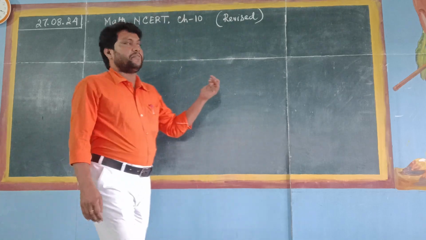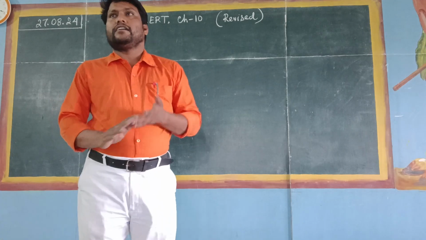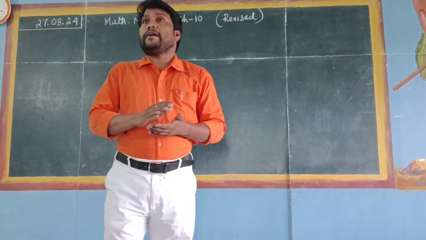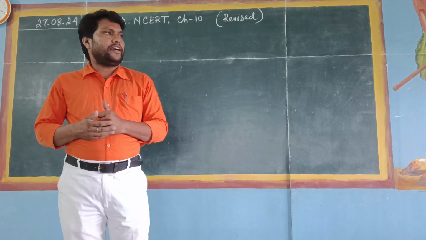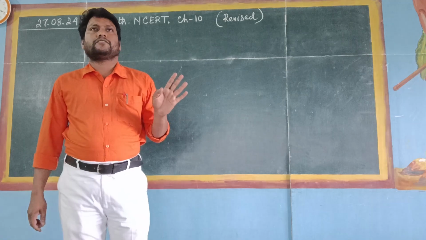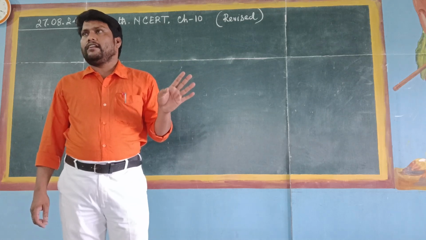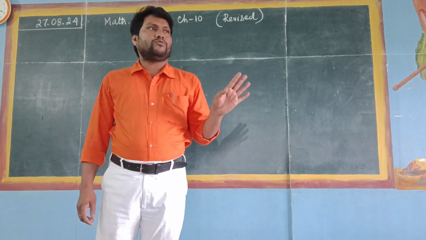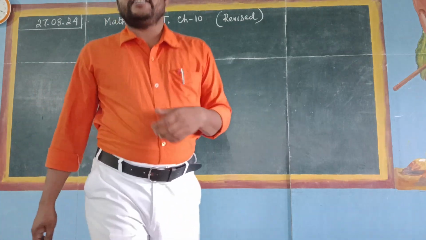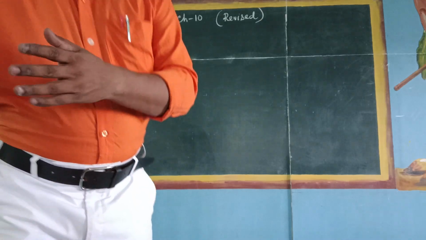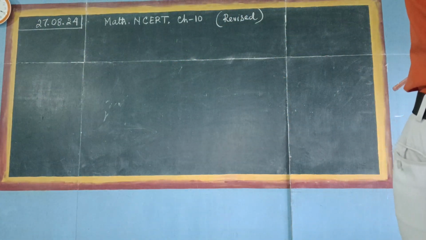Today we will revise from Math NCERT chapter number 10. These chapters are based on perimeter and area of two-dimensional figures. We have already solved so many problems: perimeter of rectangle, perimeter of square, perimeter of triangle, and area also. Today we will solve some important questions from exercise 10.3.